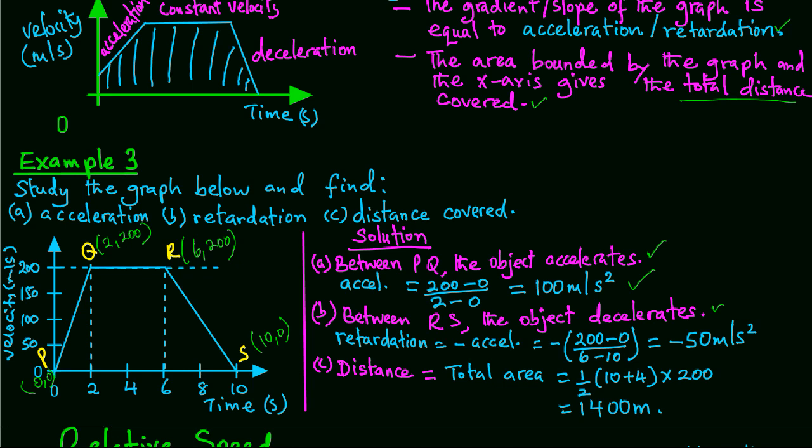So the retardation is simply equal to negative of acceleration, and in this case our acceleration will be change in y over change in x, and that would be 200 minus 0 over 6 minus 10. So that would give us 50 meters per square second.